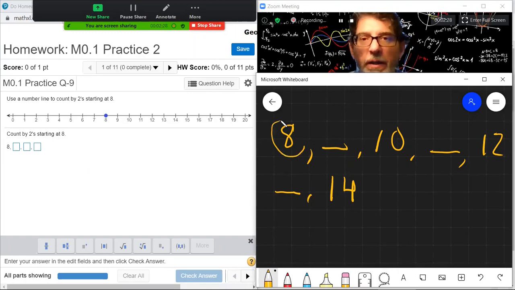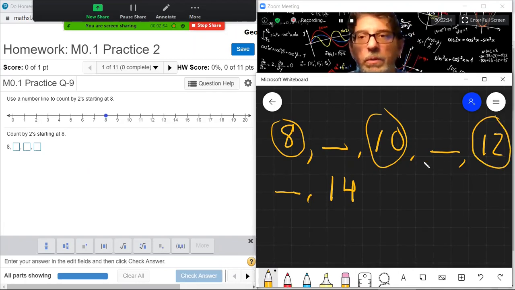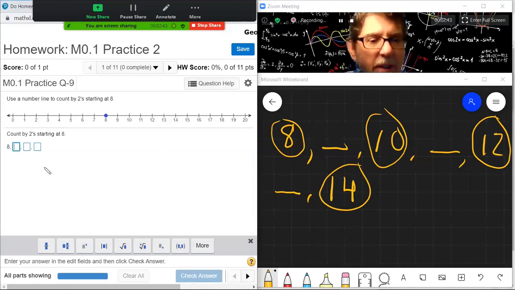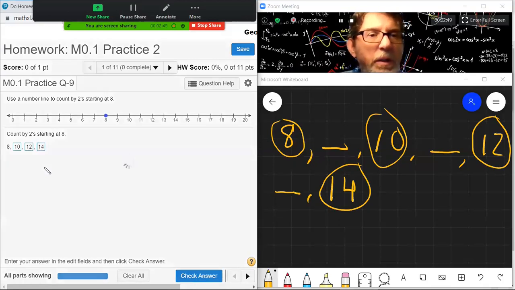Starting at 8, 1, 2. 1, 2. 1, 2. So what they're looking for in these boxes are 8, and then we got 10, 12, and 14.